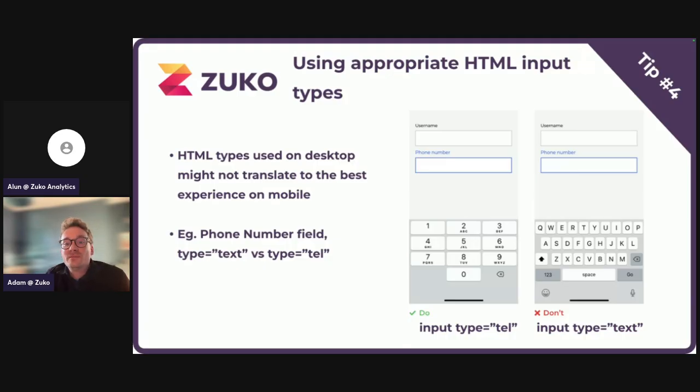In the case of an email, having an input type of email is going to bring up things that are specific to an email. So the @ symbol, .com buttons, stuff like that. So again, it's going to make filling out those specific fields easier.